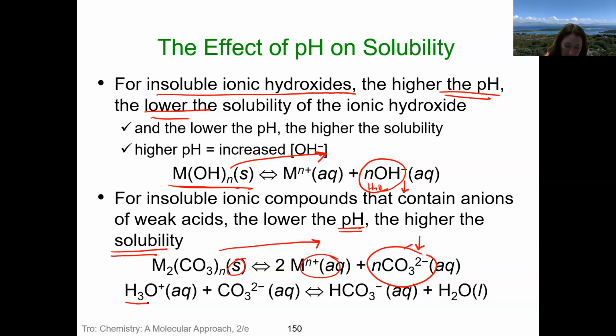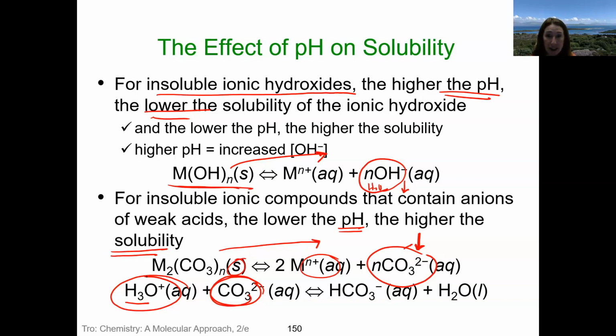So here's our acid reacting with our conjugate base to make more of these. Oops. And so this will decrease here because it reacts with the H3O plus. So that's how pH works on solubility.